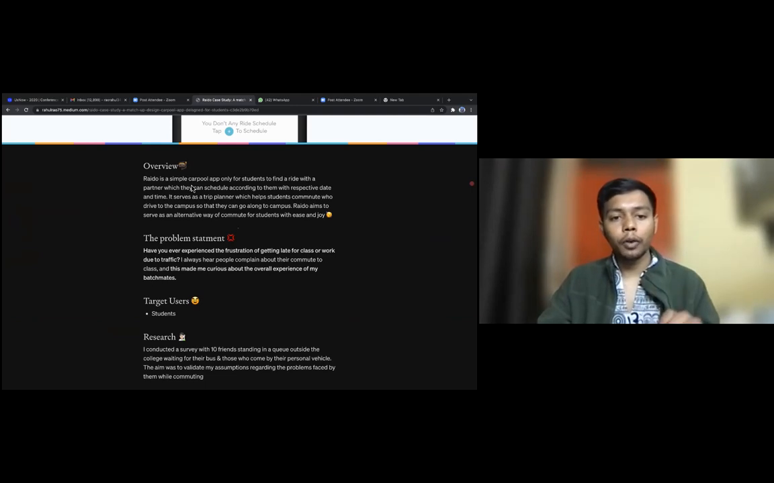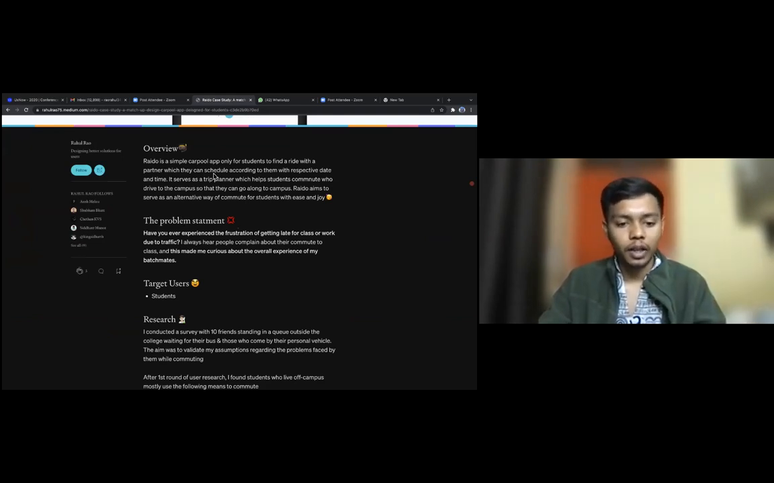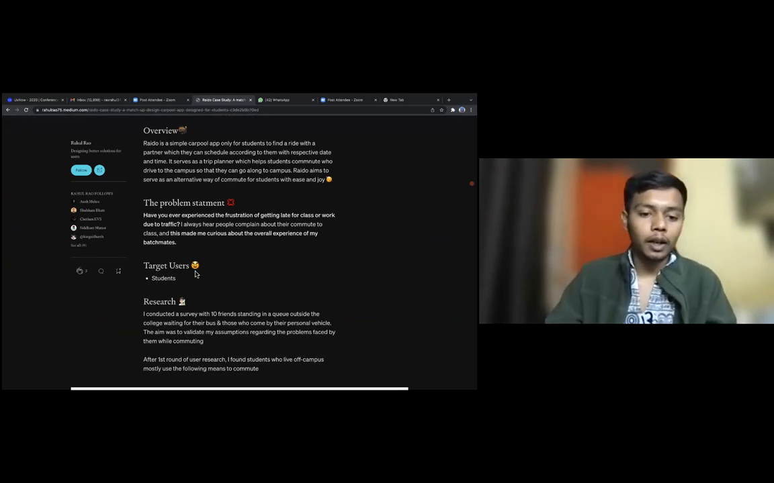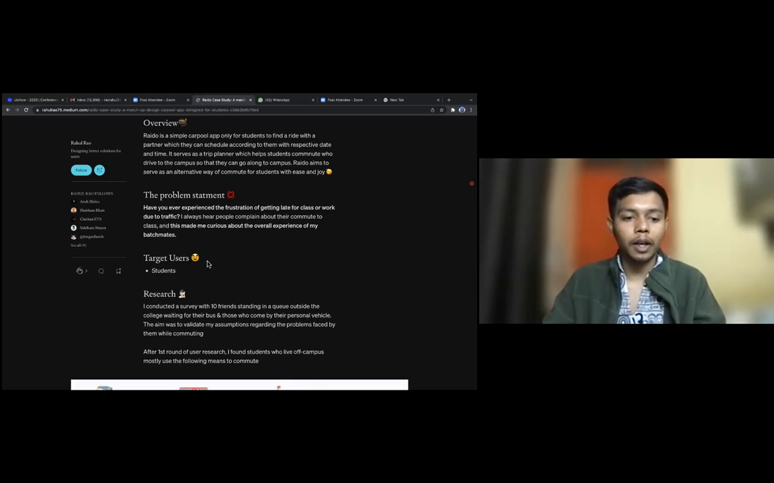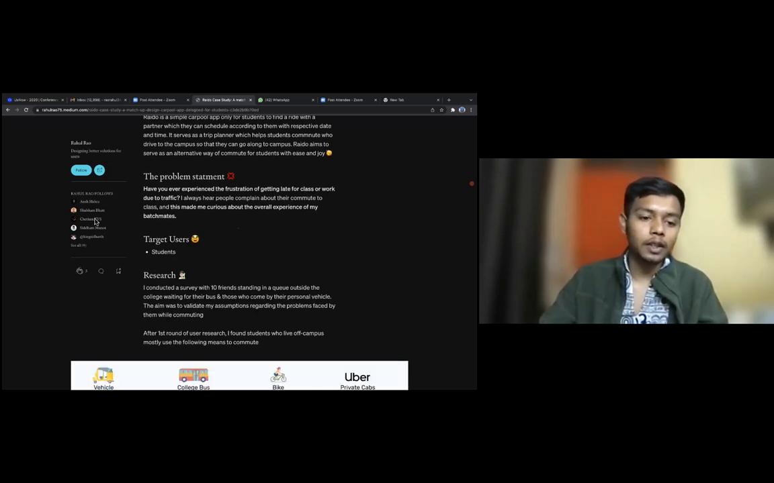You can take the reference of my case study to make your own case studies. This is a basic structure or hierarchy that you should be following while making case studies. First, second, third, these are the key points that you should mention while making your case study. I won't describe these key points, but these are my initial findings, and you can see my following list.